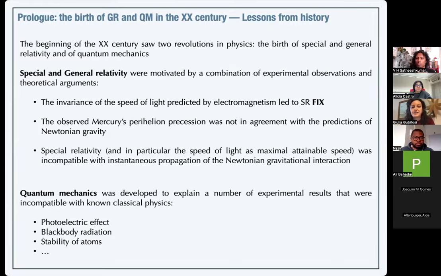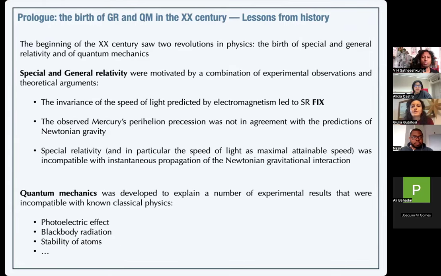And how were these theories devised? So concerning special and general relativity, you know that they were developed in a relatively short amount of time. So by the first 20 years of the century, they were basically fully described. Then, of course, people have been studying consequences and details in much more detail, but they were already fully established. And the motivation for them were a combination of experimental observations and theoretical arguments.